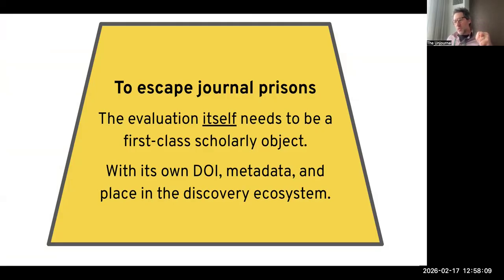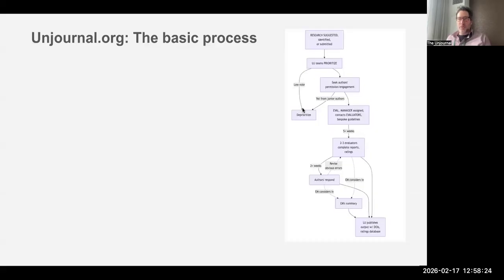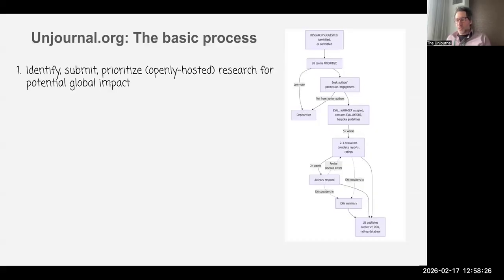To make this work, the evaluation needs to be a first-class scholarly object. The evaluation and the rating with its own DOI, metadata, and place in the discovery ecosystem, which is what we've tried to build and what we're trying to build and what I need your help making work. Let me talk you through the process.